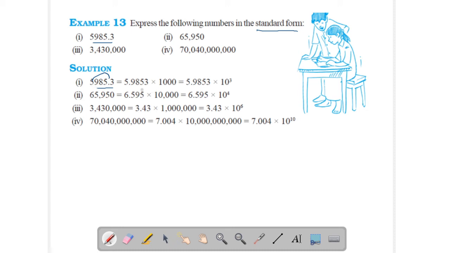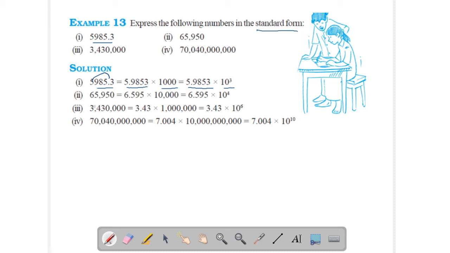So this can be written as 5.9853 into 1000, and write 1000 in exponential form. So this can be written as 10 raised power 3, because it has 3 zeros. So the number can be written as 5.9853 into 10 raised power 3. This is your standard form.